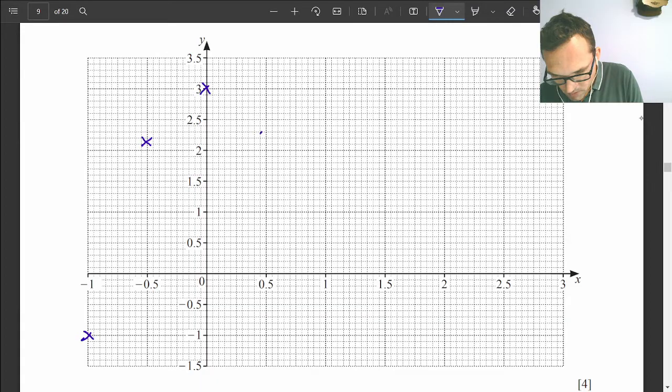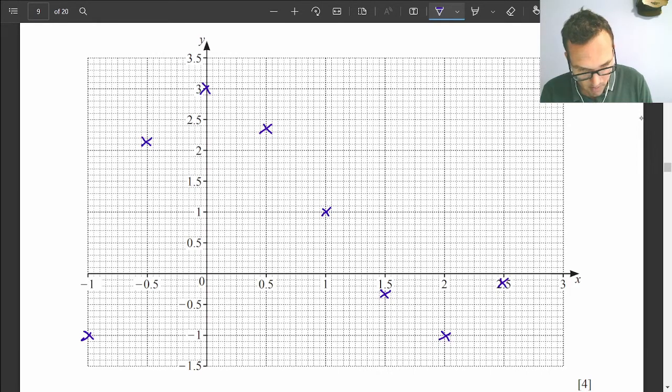2.375, almost 2.4. 1, 1. 1.5, minus 0.375, around about there. 2, minus 1. 2.5, minus 0.125 on that number, and 3, 3.